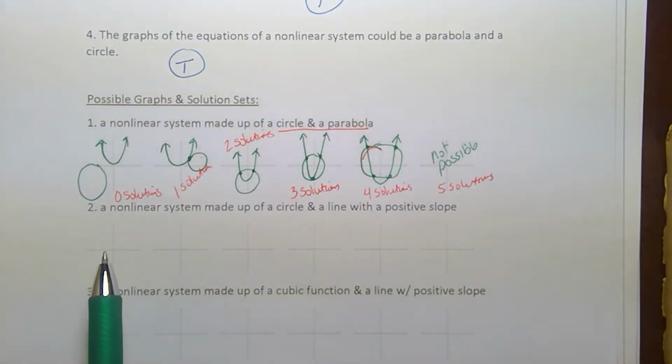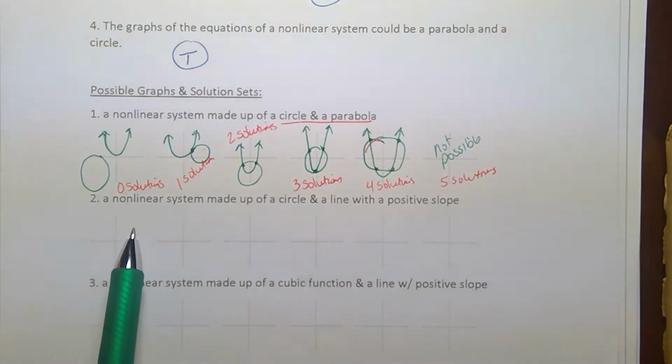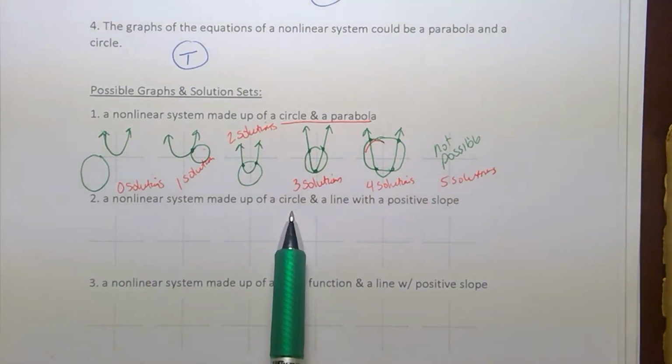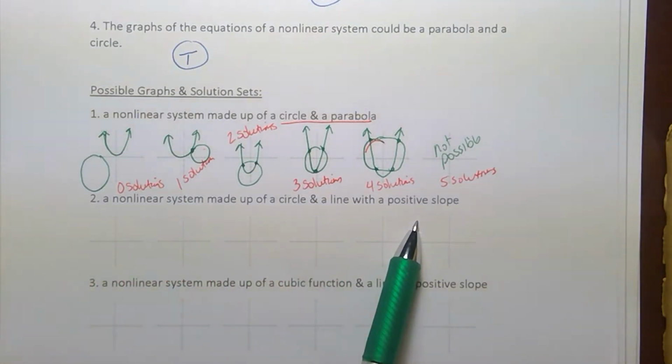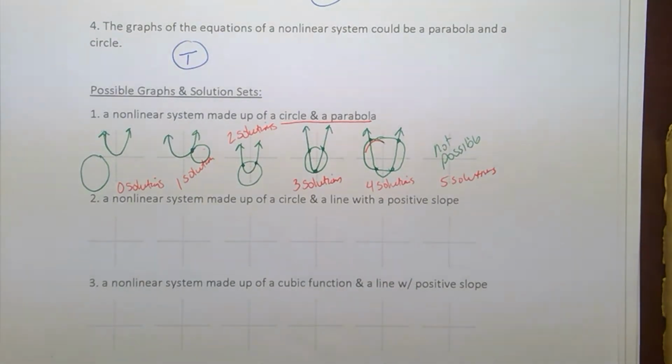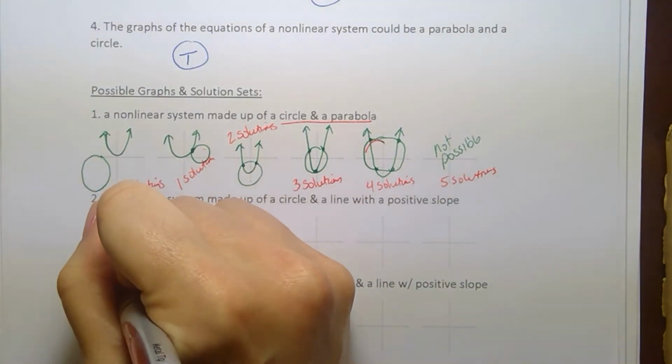Okay, my next situation, possible nonlinear system. Let's say that this one has a circle and a line with a positive slope. Well, is it possible to have a graph with 0 solutions?